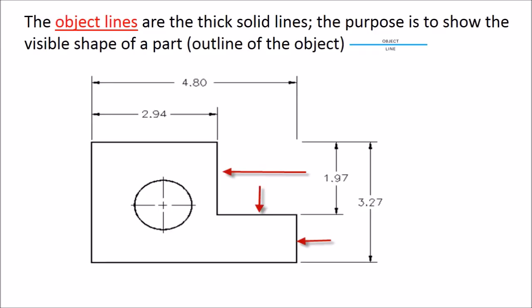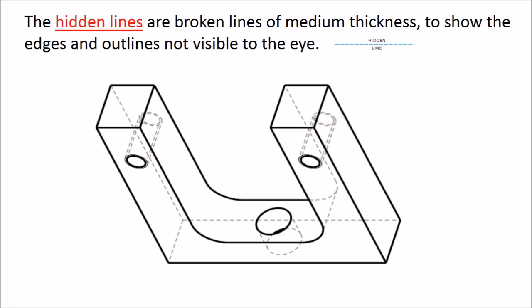The object line is a thick solid line, and the purpose of this line is to show the visible shape of a part. It's used to outline the object. The next line is a hidden line. A hidden line is broken lines of medium thickness, and the purpose of this line is to show the edges and outlines that are not visible to the eye.